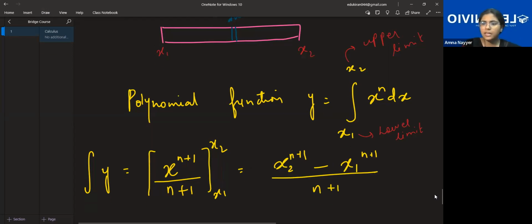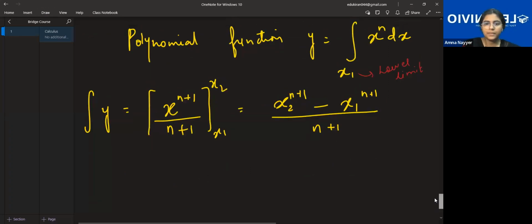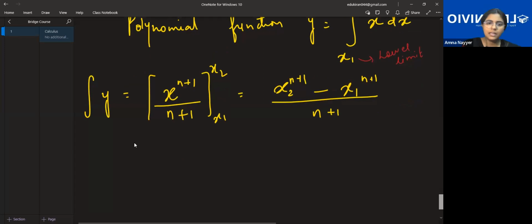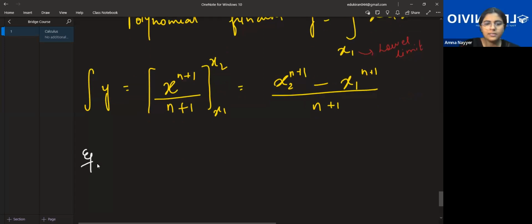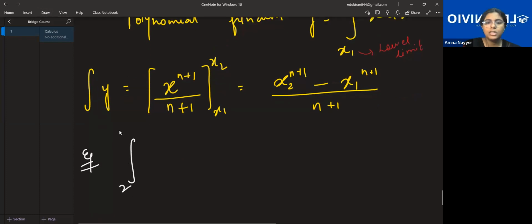Now, this is incomplete without an example. Ma'am, can you repeat? Yes, I'll repeat it. See, let me just explain with the help of an example, then you will be able to relate it better. Suppose I am integrating from 2 to 4. What? I'm integrating x to the power 2 dx.